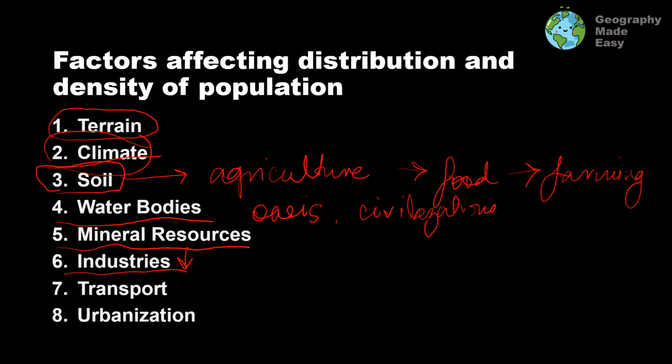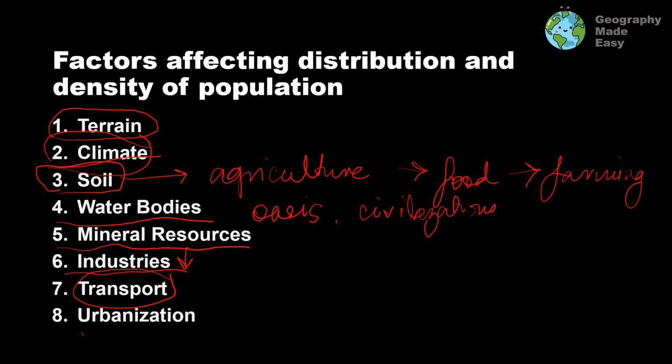Industries can develop when there is a good transport system. So transport networks also lead to high density populations compared to places which are remote, which are not well connected. So we see in the hilly areas where it is difficult to build and maintain roads, population density is very less. Here climate is also playing and terrain is also playing an important role. So we see that the factors here don't always occur independently, but they are related to one another.